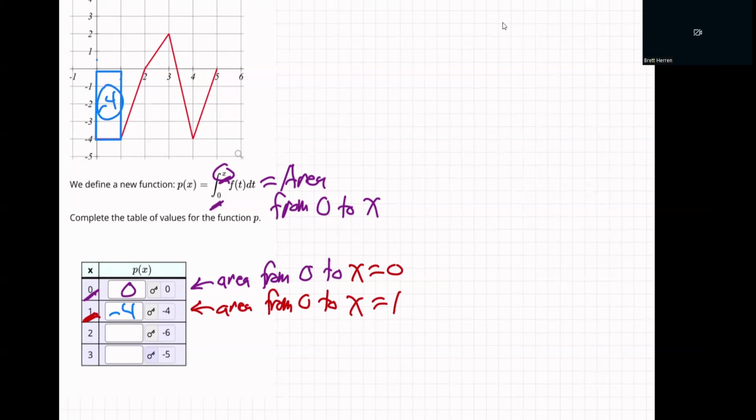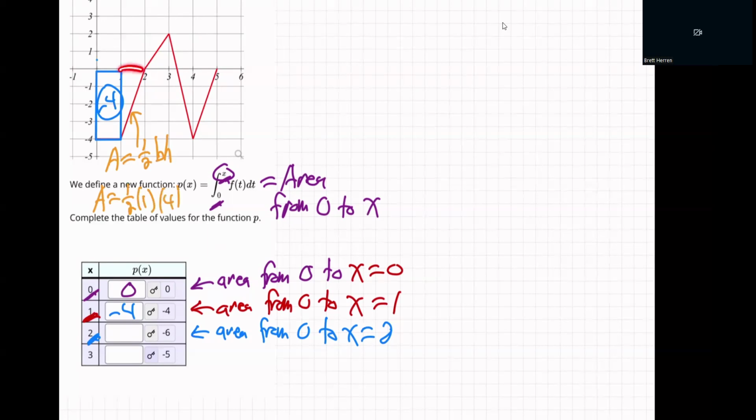Next region. Now they're going to say this is area from 0 to x equals 2 because now x is 2. So we got to do the next section. We got to find this region right here. And this is a triangle. The area of a triangle formula is a half times the base times the height. So it'll be a half. The base is 1. The height is 4.